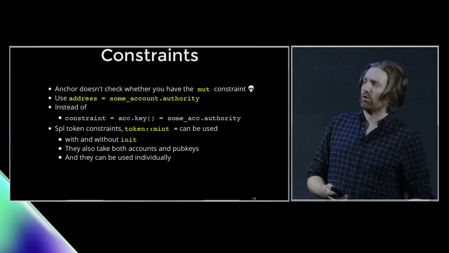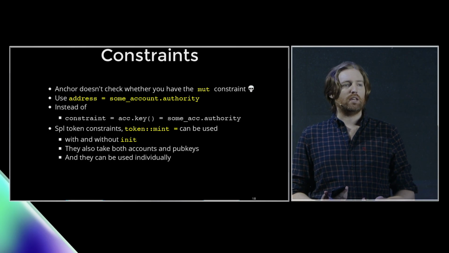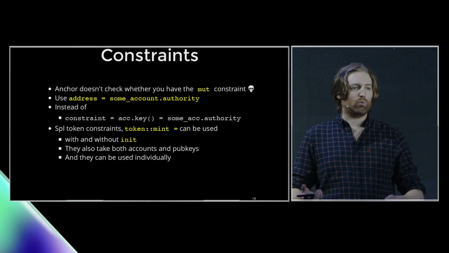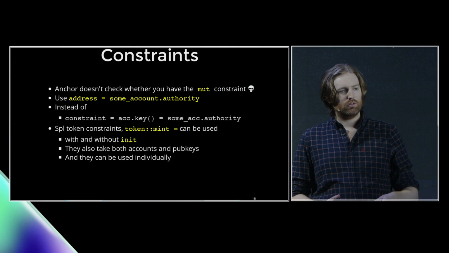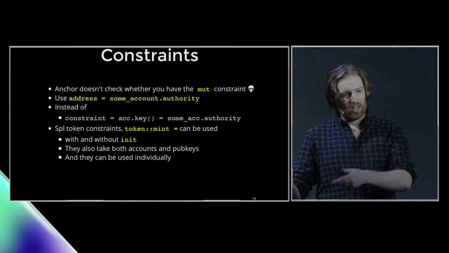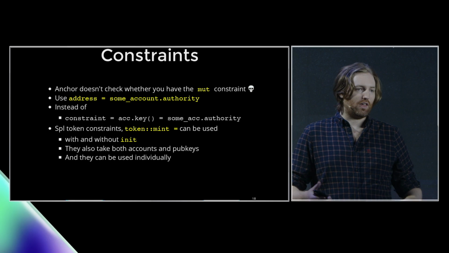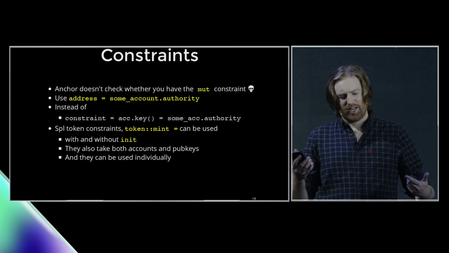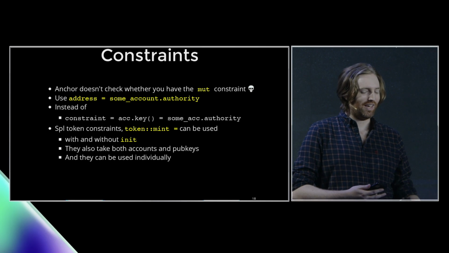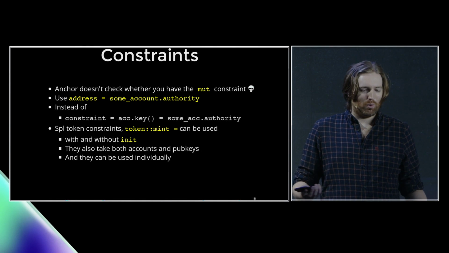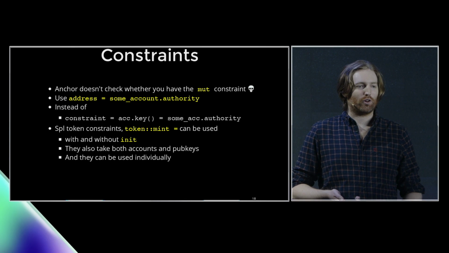Anchor doesn't check whether you have the mut constraint. So what this means is that if you forget to write mut above your account and you edit the data in that account as mutable, at the end of the instruction, it will just reset that data. So it'll go back to 0, and you'll be like, I keep updating the data in my account, and then I pull it into the client, and it's still zeroed out. What the hell is going on? Well, it's probably you forgot to put mut in.